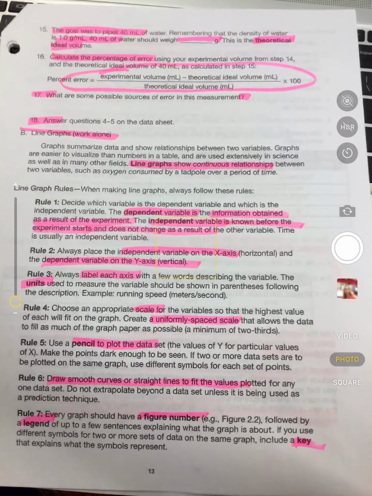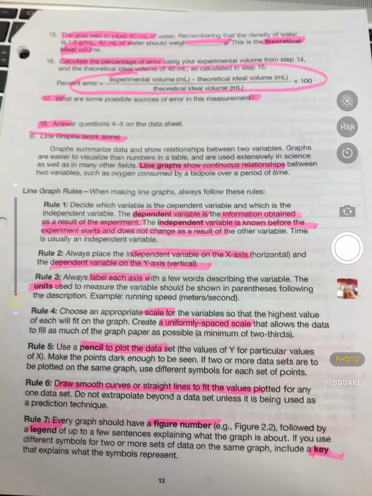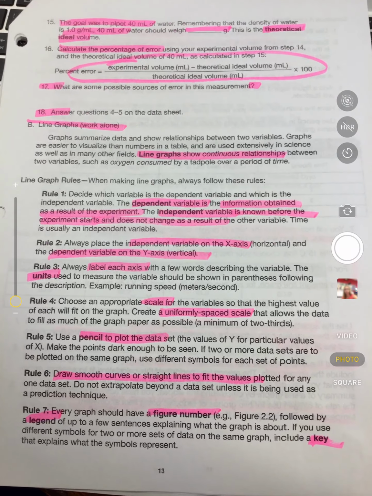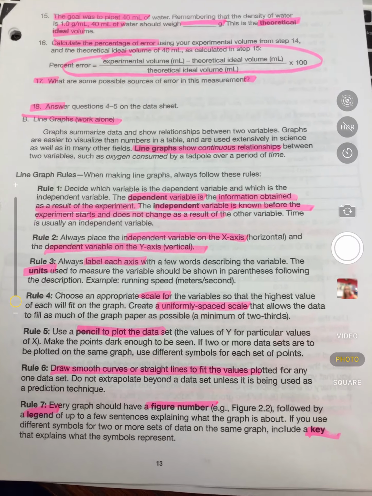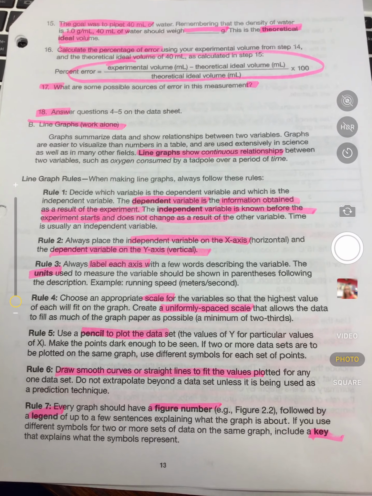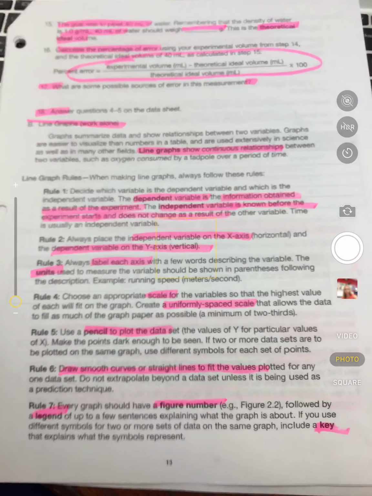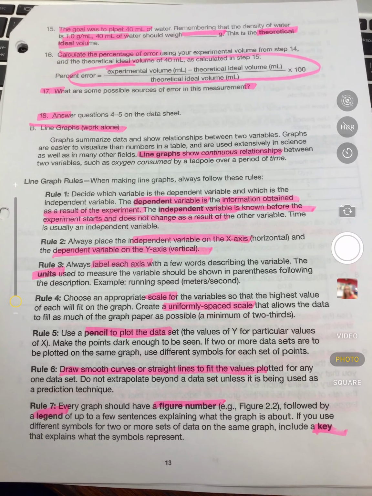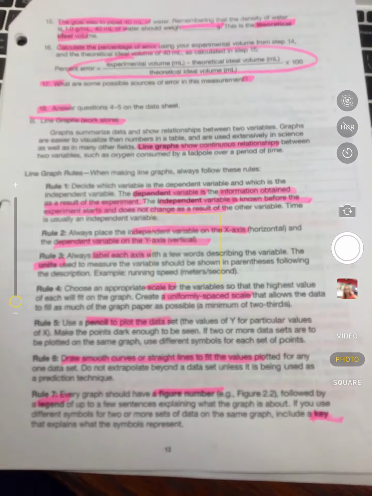And then once you figure all of that out, you will use this formula and figure out your volume that should have been the ideal, which is 40 milliliters, and then your theoretical ideal volume. Oh sorry, that's your 40, and then your experimental is whatever you got. So how accurate were you? And then number 17 asks you for some possible sources of error. So where could you have messed up?